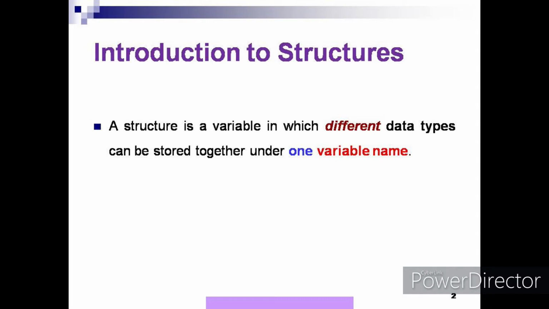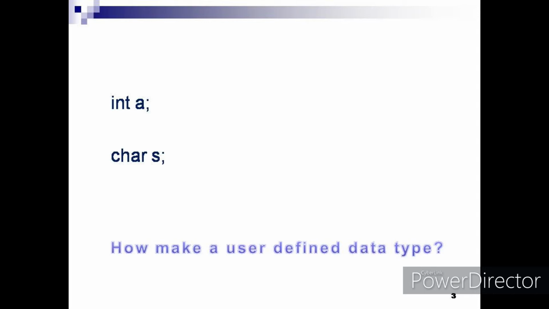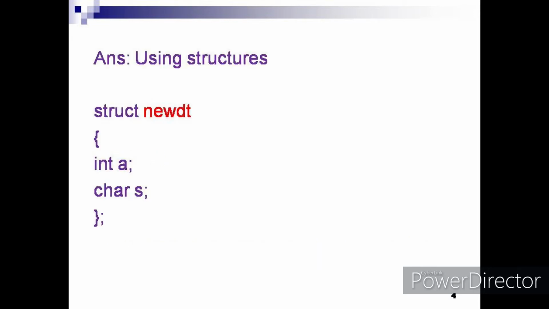Now, as an example, let us consider two variables a and s. a is of integer type and s is of character type. Now, using these two basic data type variables, how can we define a new data type? This can be done using the structures. For doing that, this is the statement to be used: struct new_dt, that is the name of the new data type. Within the braces, we have to include int a, char s, close the braces, put a semicolon. Now we have a new data type by the name new_dt, under which further variables can be declared.